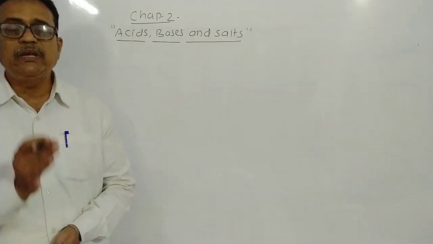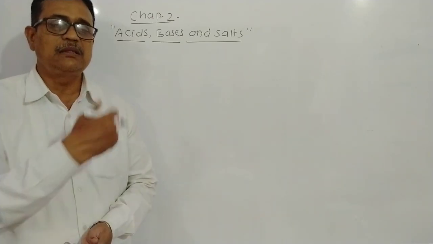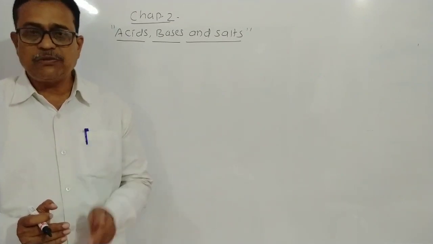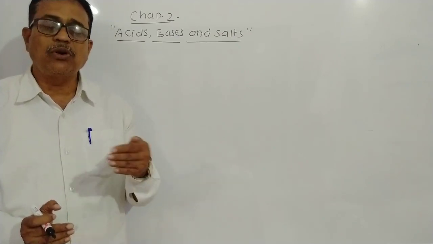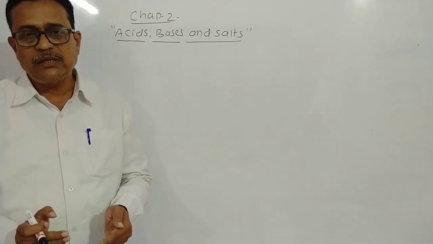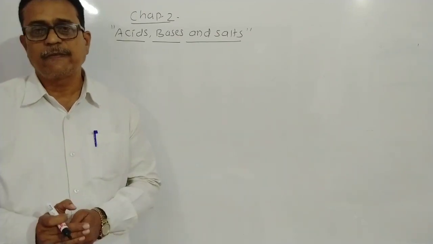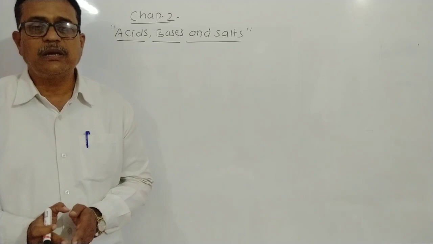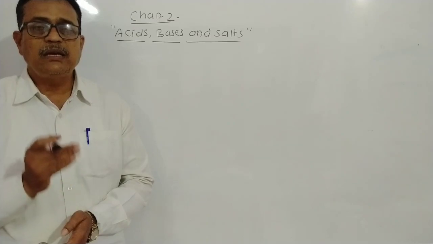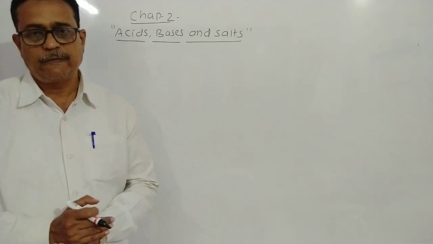Dear student, this chapter has three parts. First part is acid, then base and then salt. We first study what is acid and which substances are acids, then what is base and which substances are bases. Then chemical reactions of acids, chemical reactions of bases, uses of acids and also uses of bases. And in this chapter there is a very important topic of indicator. An indicator is a type of substance which indicates the nature of acids and bases.